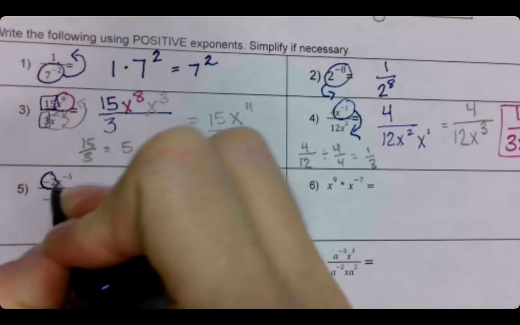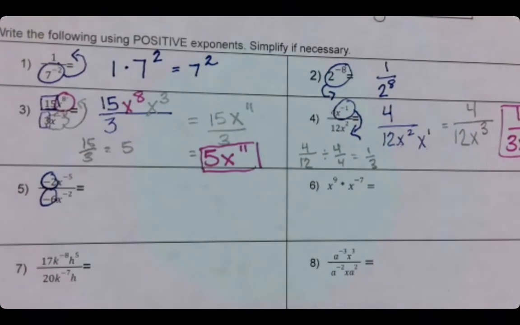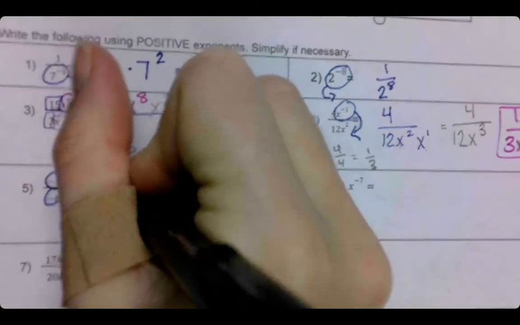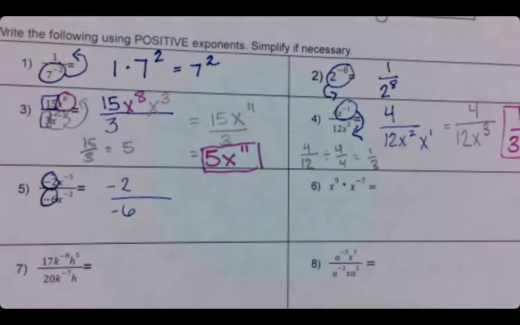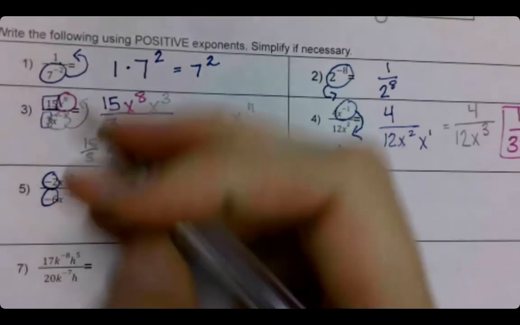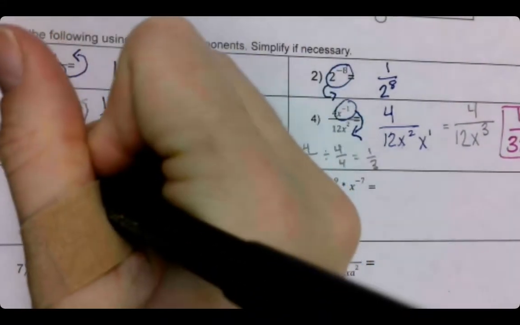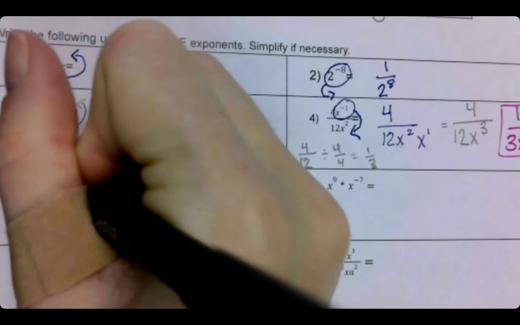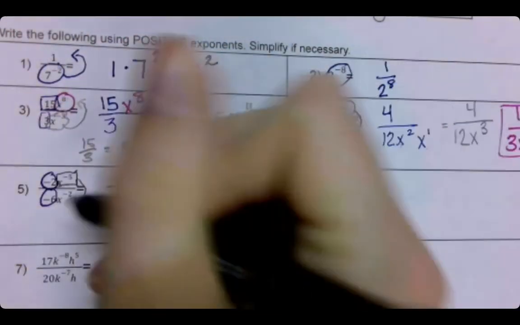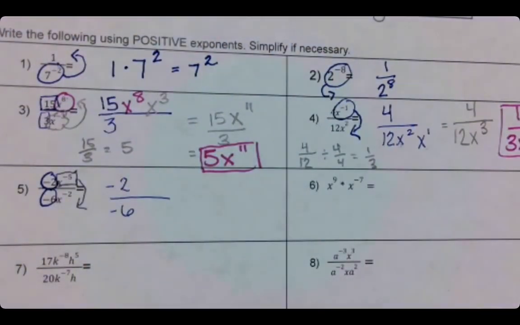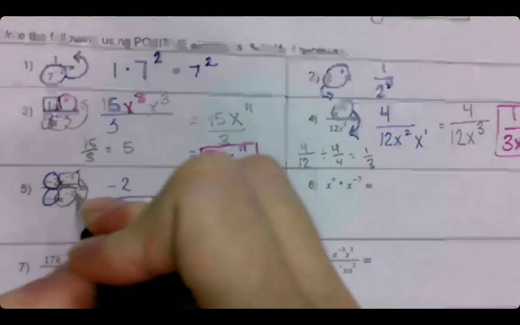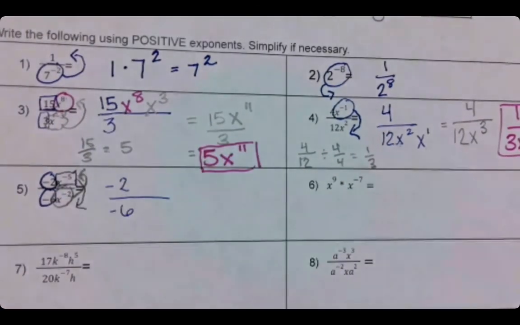That -2 and that -6 do not have a negative exponent. That is just a -2 and a -6. Nothing is an issue with that. Okay? What is our issue, however, is this x to the -5th. That needs to go to the bottom. And this x to the -2nd needs to move to the top, right?